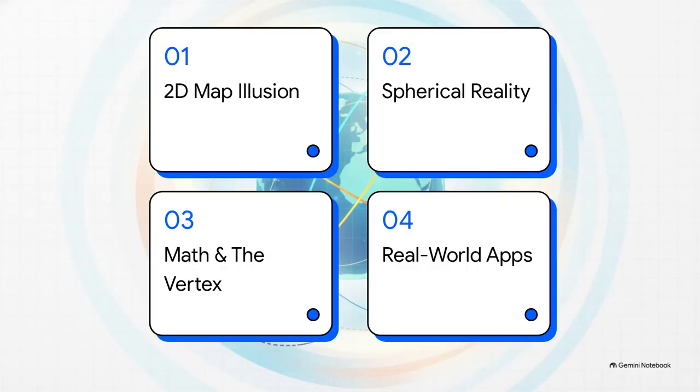So here is our roadmap for today's explainer. Number 1, the 2D map illusion. 2, the spherical reality. 3, the math and the vertex. And finally, 4, real-world applications.